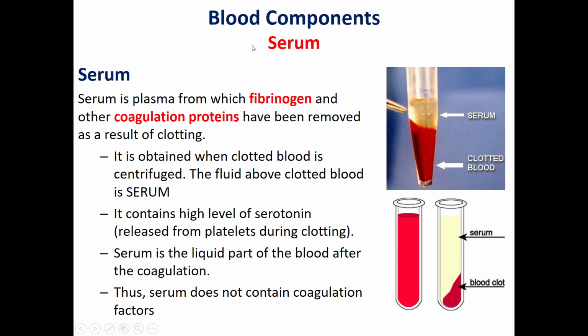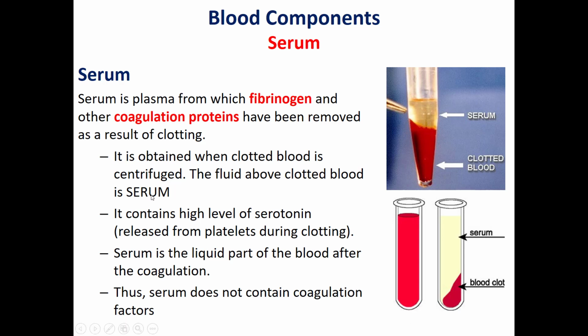So we have talked about the plasma. What is a serum? Serum is plasma from which fibrinogen and other coagulation proteins have been removed as a result of clotting. So how do we obtain serum? It is obtained when clotted blood is centrifuged. The fluid above the clotted blood will be the serum. As we can see in this photo, we have a clotted blood, which is different from the plasma, where unclotted blood is immediately centrifuged.